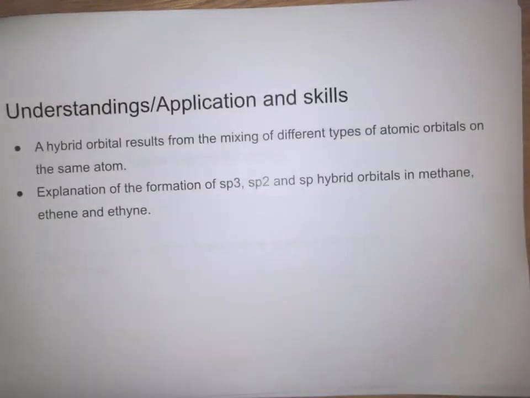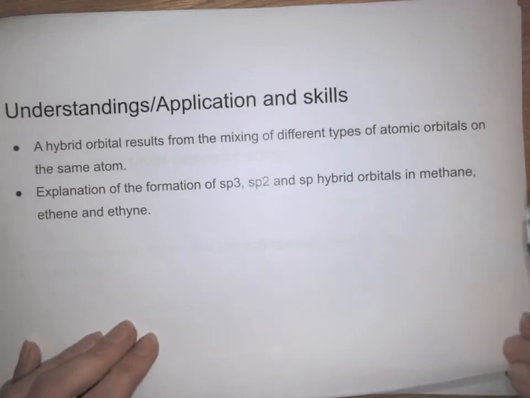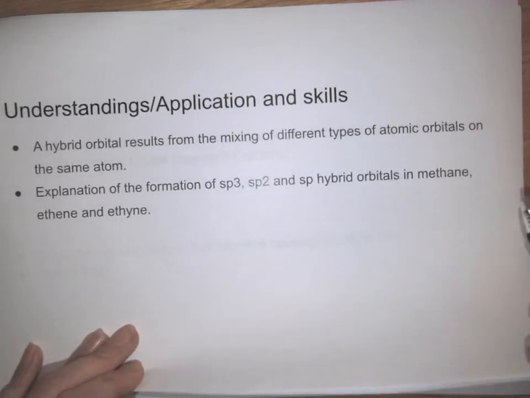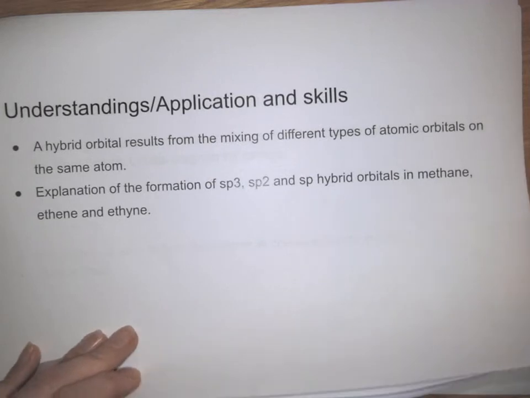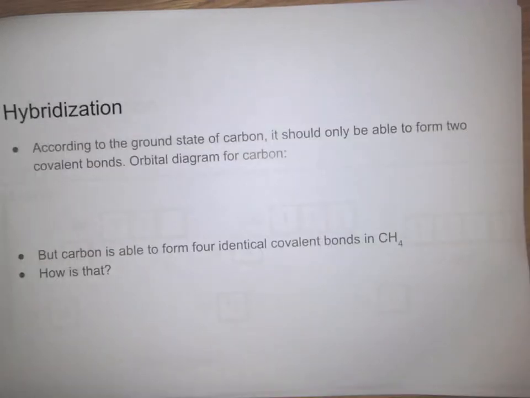We're going to look at three different kinds of hybridization. We call them sp3, sp2 and sp hybrid, and we're going to look at specific examples of methane, ethene and ethyne, and how this hybridization can help us understand how they bond to different atoms. We're going to start by looking at just carbon, because carbon is the central atom in these three different compounds.